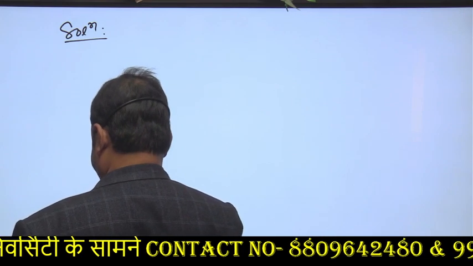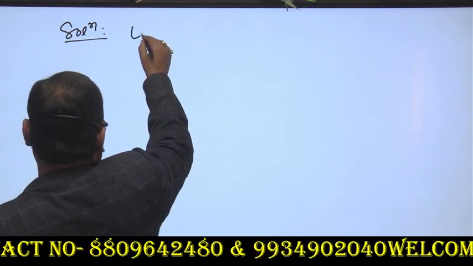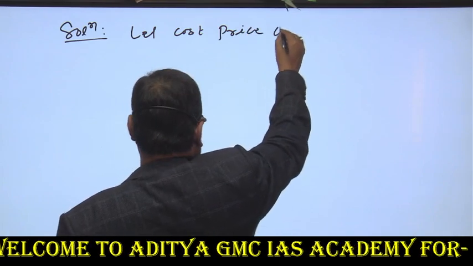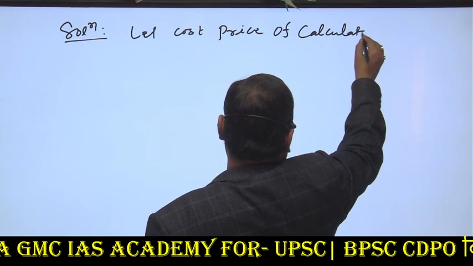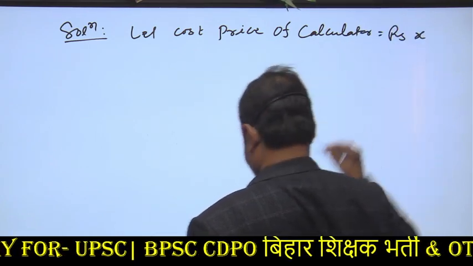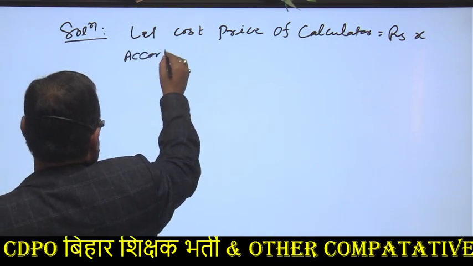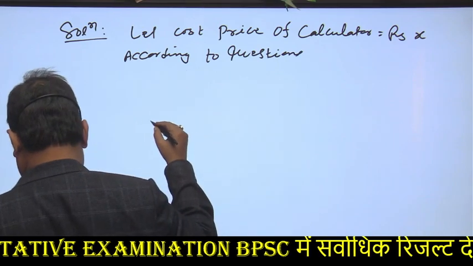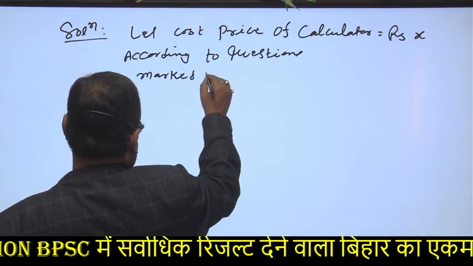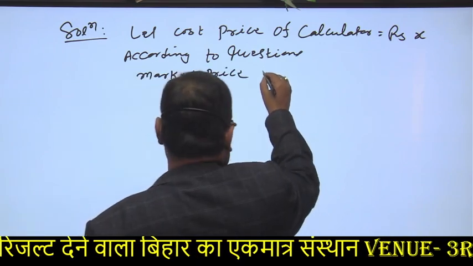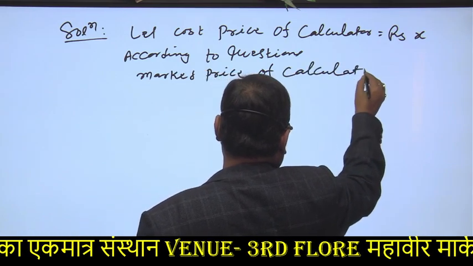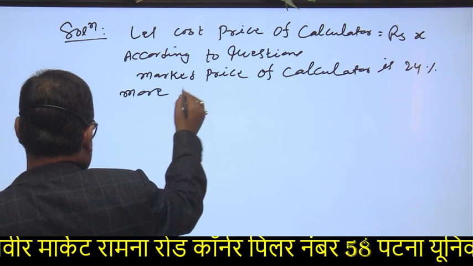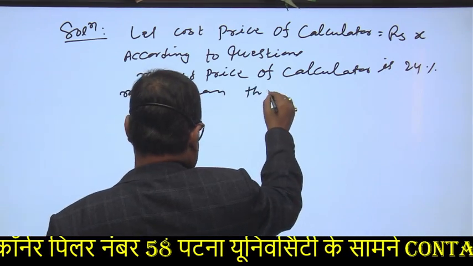So solution part is here. First of all, let cost price of calculator equals Rs X. According to the question, marked price of calculator is 24% more than the cost price.